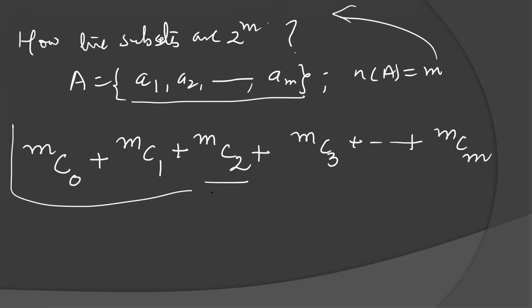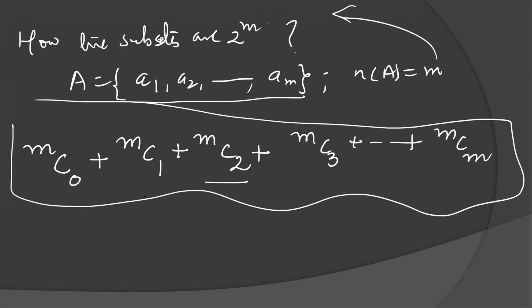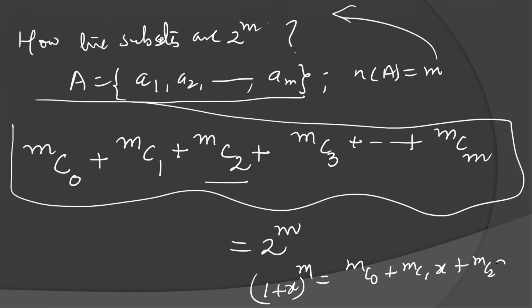And you know that in the binomial theorem, mC0 plus mC1 plus mC2 up to mCm is equal to 2 to the power m, because it can be obtained from (1 plus x) to the power m, which is mC0 plus mC1 x plus mC2 x squared up to mCm x to the power m. If you put x equal to 1 on both sides, you will get the same result. So this is the proof of the number of subsets.